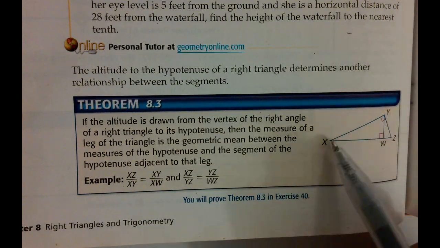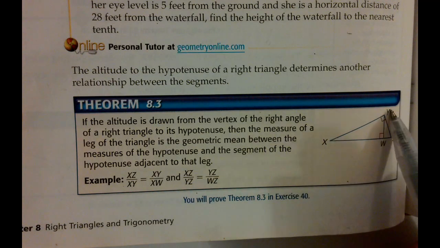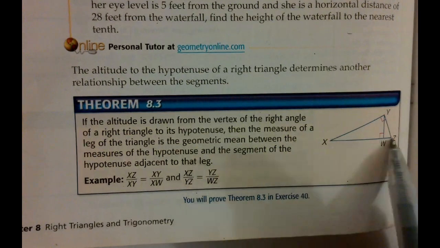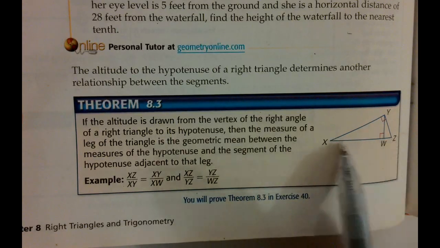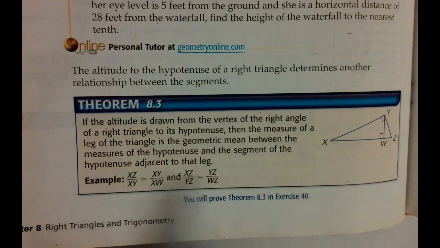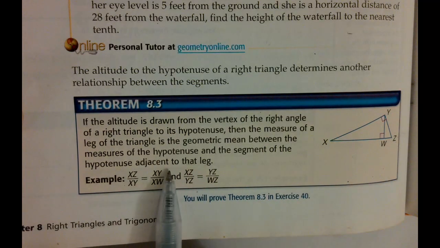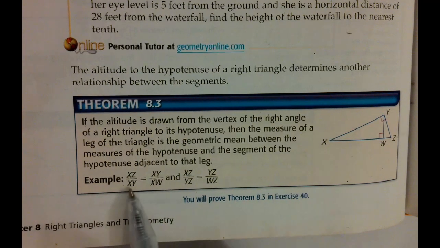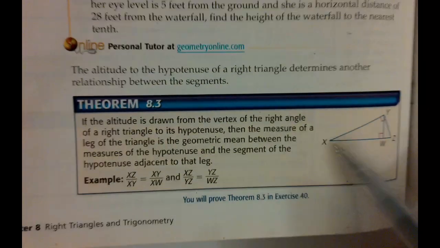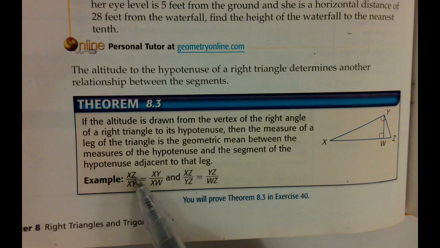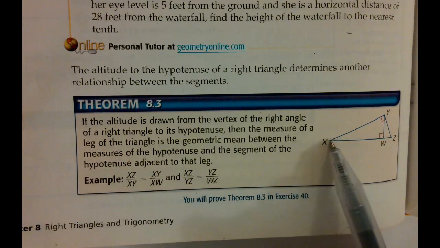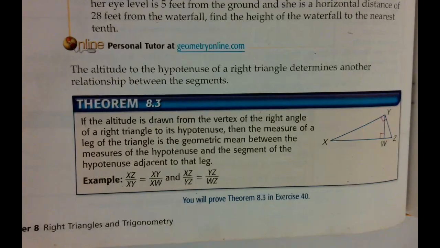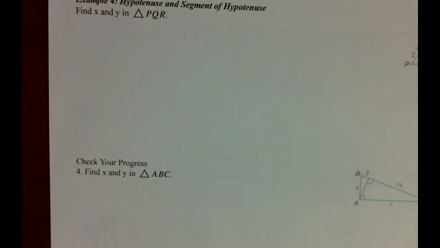Okay? And likewise, XY is going to be the square root of the whole hypotenuse, XZ, times the part that's close to it. Okay? And this explains why, right? So like XY, what I talked about here, is the square root of this times this, XZ times XW. Okay, there you go. Okay, so that's what we're going to do for example 4.